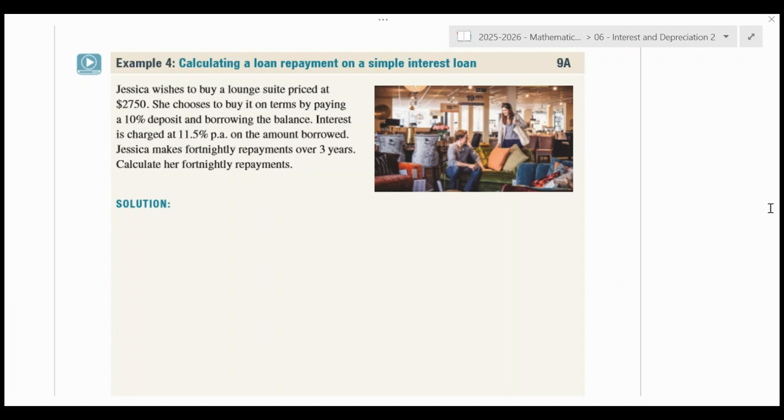So where are we starting? Okay, she's buying a lounge suite at $2,750, but she's paying a 10% deposit and then borrowing the balance. So let's work out the 10% deposit of that. Let's go deposit. Okay, so that is 10% times 2750, which is $275. So that's the deposit she's paying.